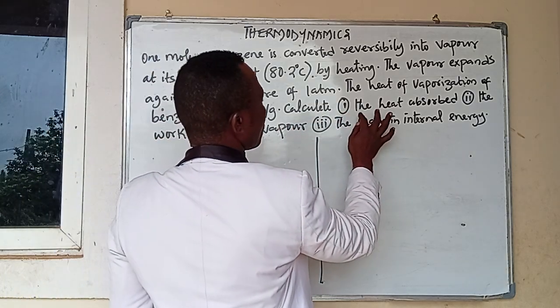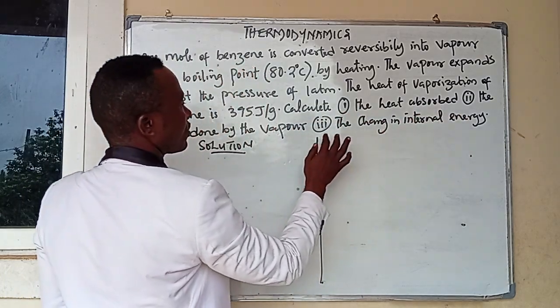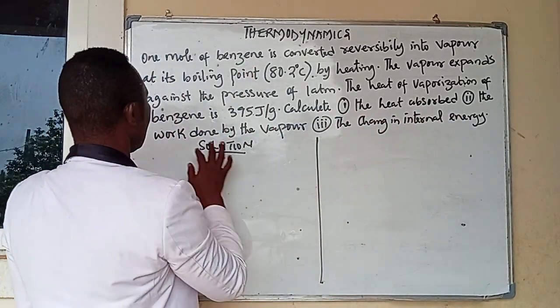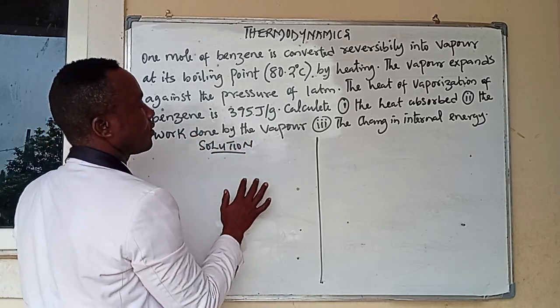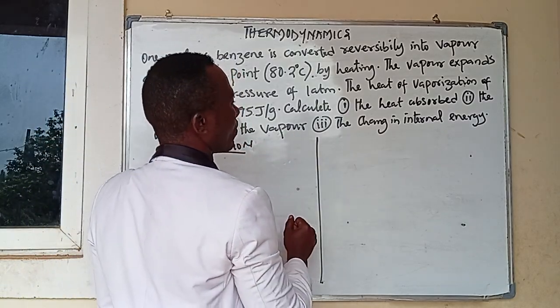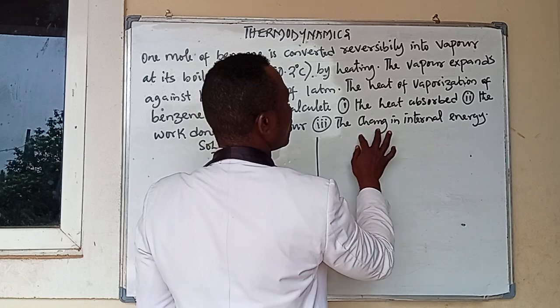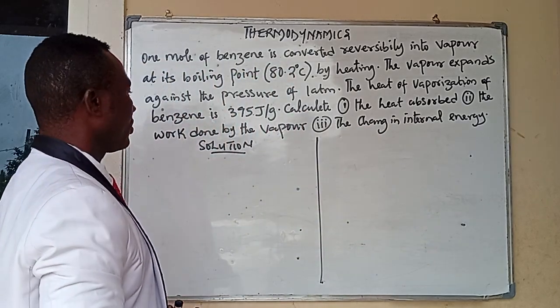They say we should calculate number one, the heat absorbed by benzene. Number two is the work done by the vapor. Then number three, the change in internal energy of benzene.